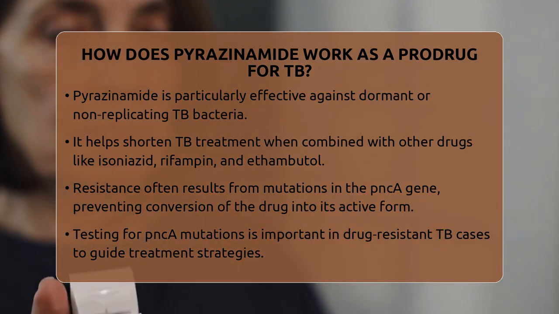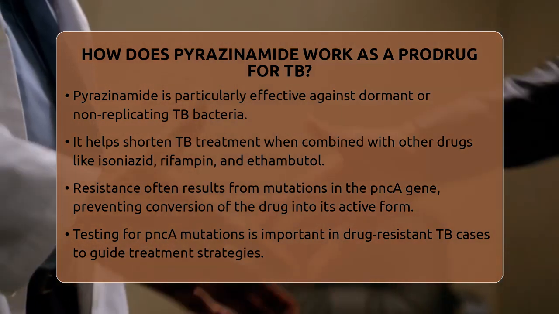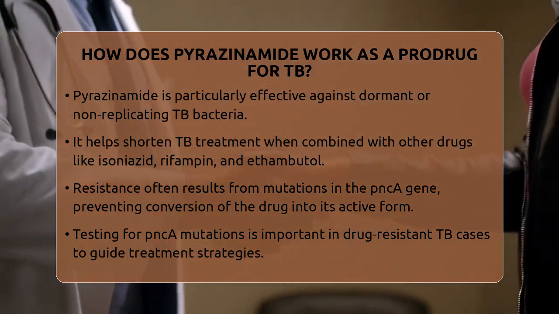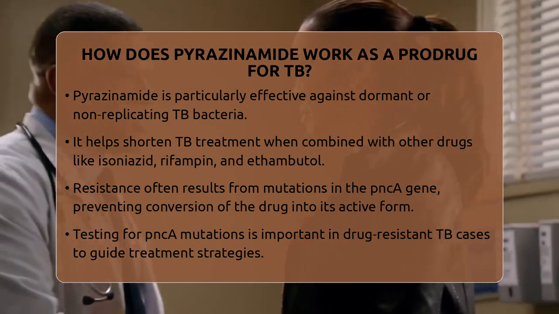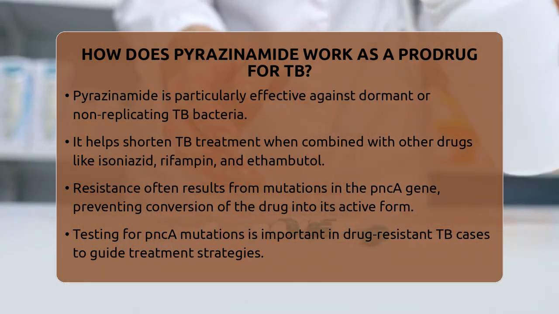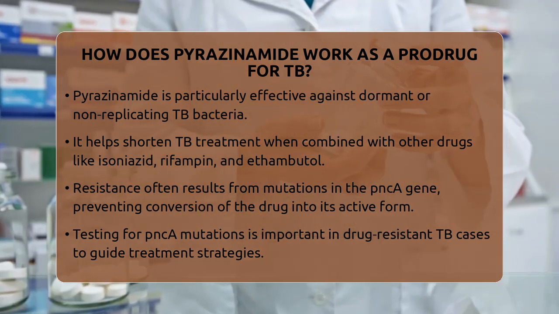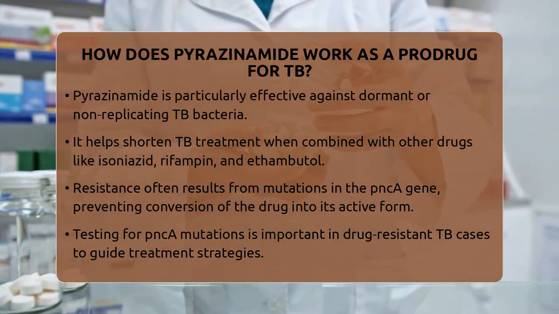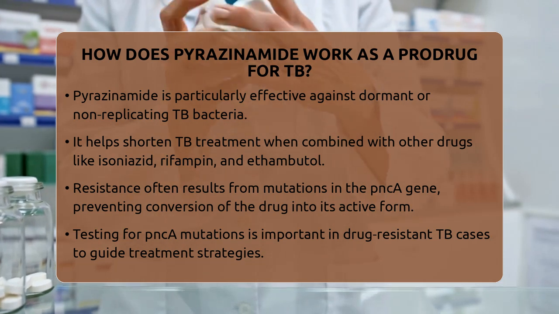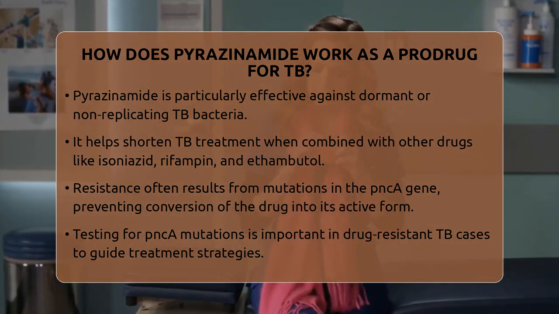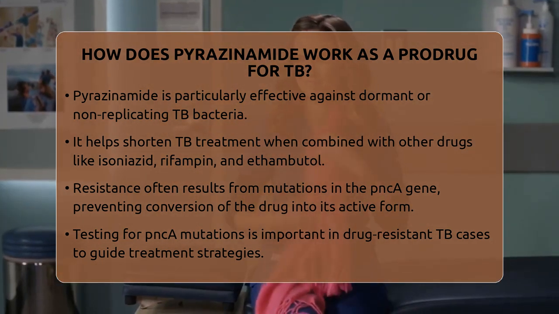Resistance to pyrazinamide usually comes from mutations in the pncA gene, which prevent the enzyme from converting the drug into its active form. Without this conversion, pyrazinamide can't work. That's why testing for pncA mutations is important, especially in cases of drug-resistant TB, to guide effective treatment.